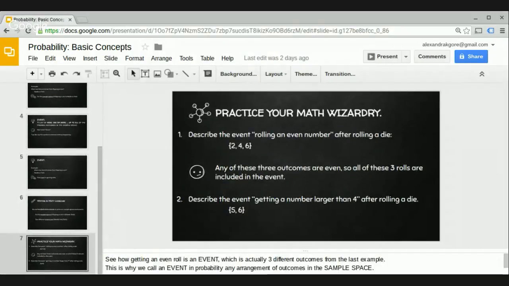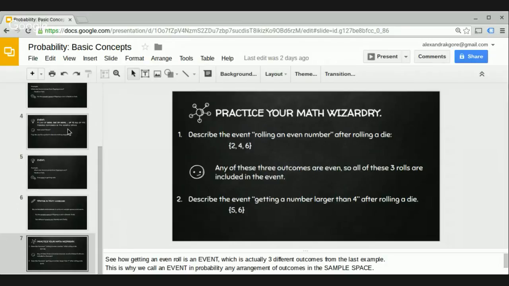Yeah. Now let's practice a little bit. Okay. Describe the event rolling an even number after rolling a die. Well, getting an even roll is an event, but let's think about what are all the different outcomes after we roll a die, right? We can get 1, 2, 3, 4, 5, or 6. Now all the even ones are 2, 4, and 6, which are 3 different things, but remember, an event is a list of 1 or more possible outcomes, right? So there are 3 outcomes here, but 1 event. Make sense?